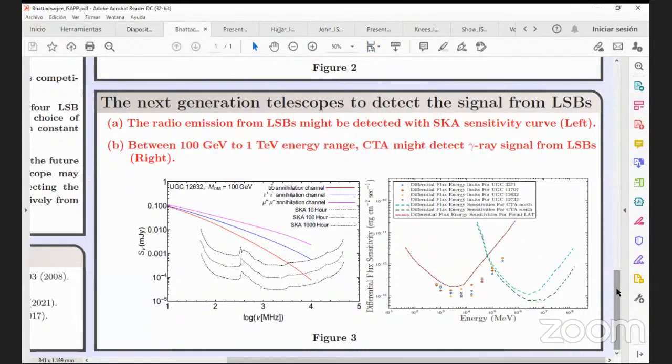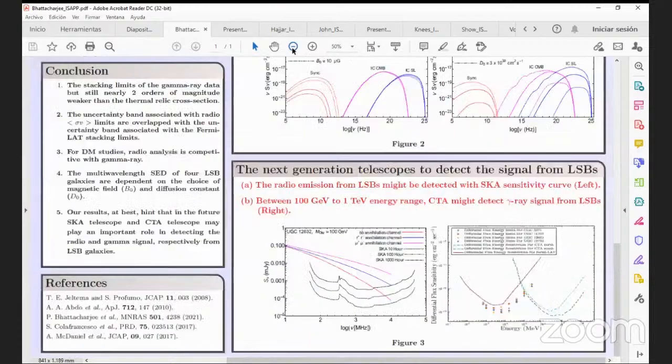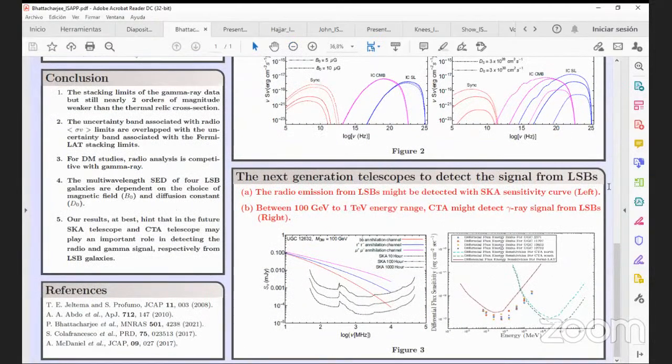And from our plot, we can say at least that, okay, in future, we can expect to detect any positive emission with the help of CTA and SKA. So, yeah, thank you. That is the conclusion.